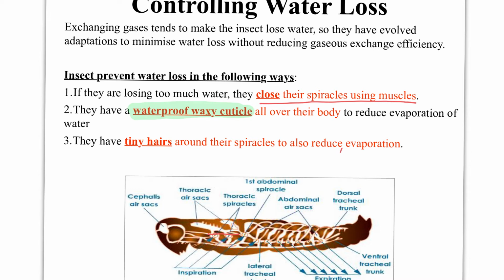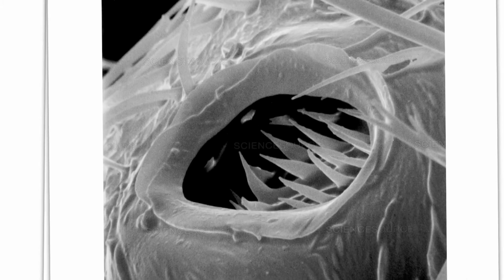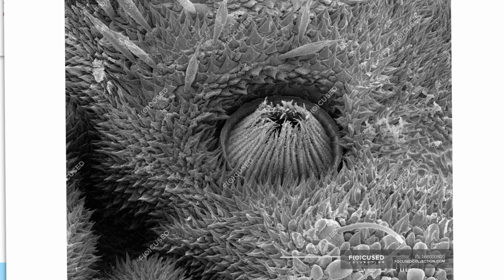So let's take a look at some of these tiny hairs in the spiracles. We're just going to have a look at a couple of scanning electron micrograph images. So this one's really beautiful. We can see the spiracle, the pore, on the surface of the insect skin, and then we can see all these tiny hairs on the inner lining of the spiracle. You can also see all these tiny hairs on the surface of the skin of the insect. Take a look at this one. You can see the spiracle here. And you can see how if water was to evaporate out of this spiracle, it would just get trapped by the hair and it would recondense and fall back into the insect's body.